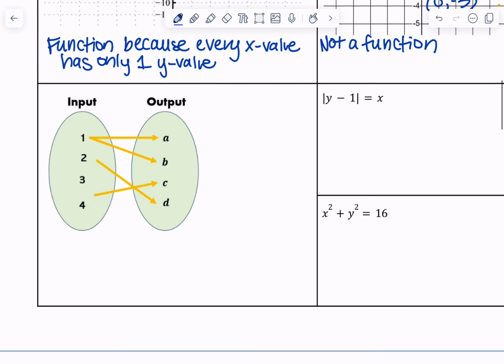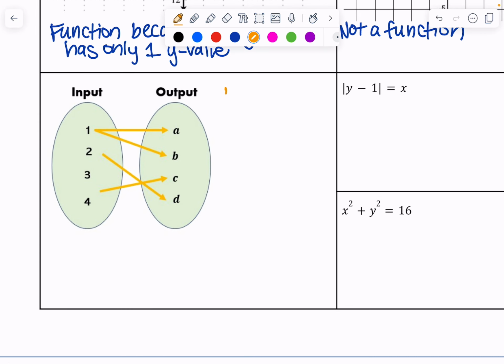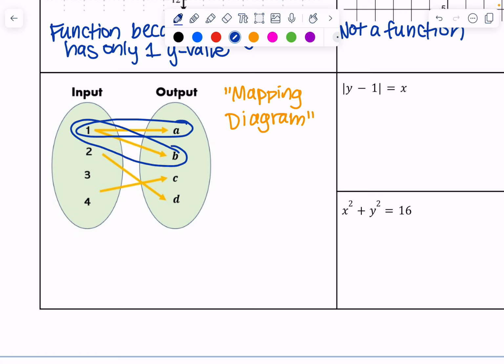All right, this last box right here is called a mapping diagram. Let me label that so you can add that to your vocabulary if you don't already know that. We're still looking for that same thing. We don't want X to repeat. Here, if you look, 1 goes to A and 1 goes to B. That would be a counterexample, so this would be not a function.